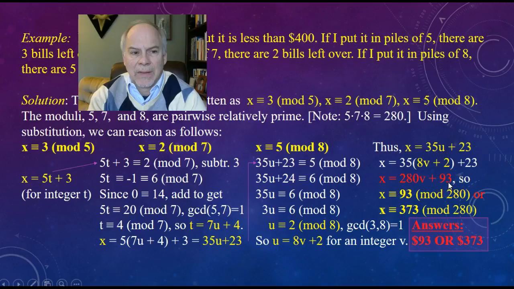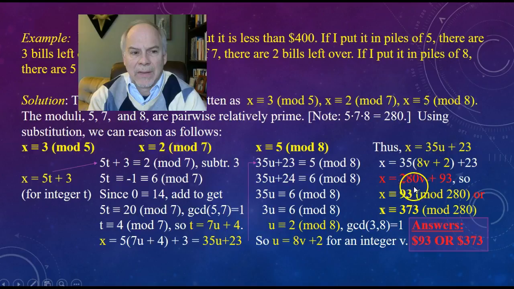Now, how do I know I'm done with this process? Well, I've reached my 280 that I wanted. I want the product of all the mods, 5 times 7 times 8, which is 280.